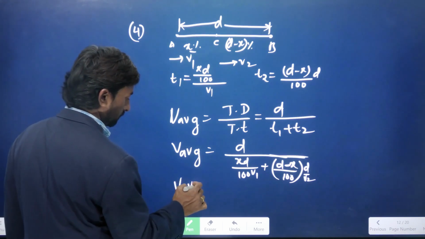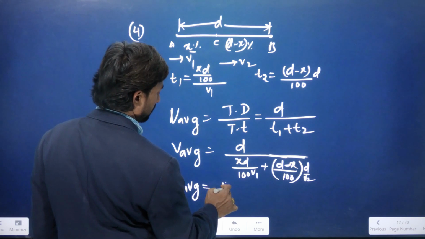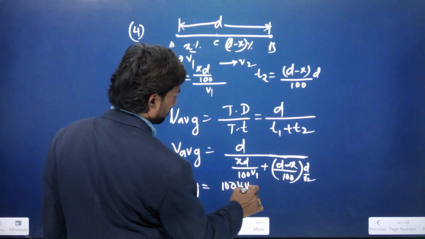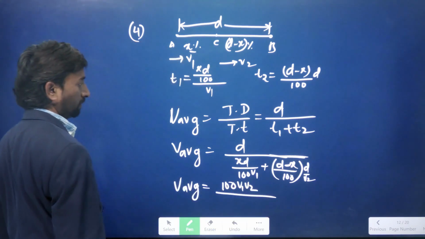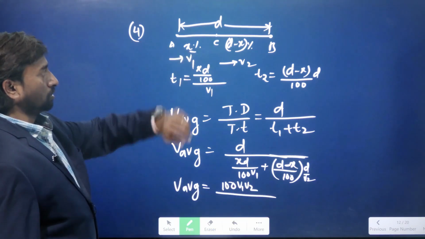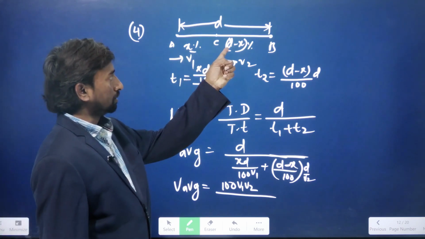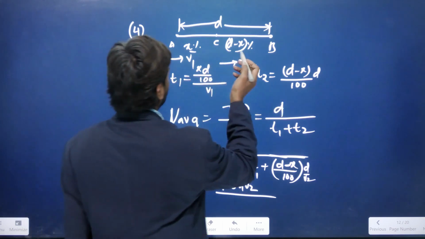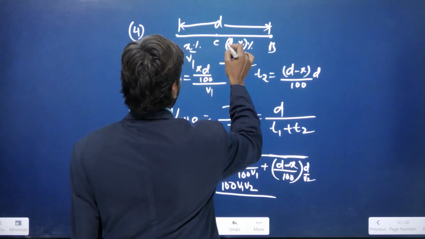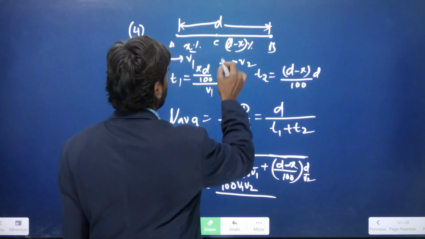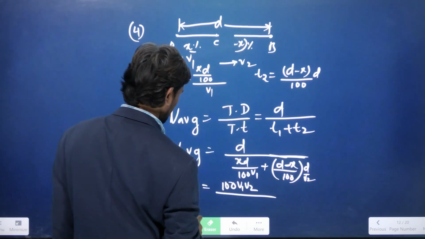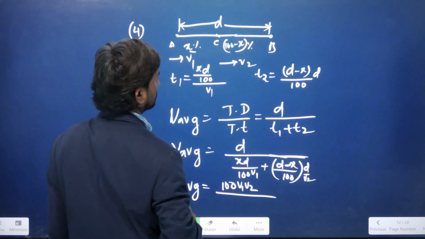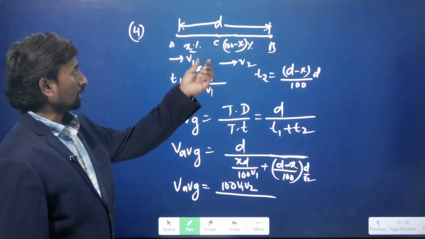So in the same way we have to simplify. We will get here 100 into v1 v2 divided by 100 into v1 v2 divided by x percentage. So instead of taking d minus x, we can write 100 minus x percentage, in the 100% we are taking, the remaining percentage. Okay, 100 minus x percentage.